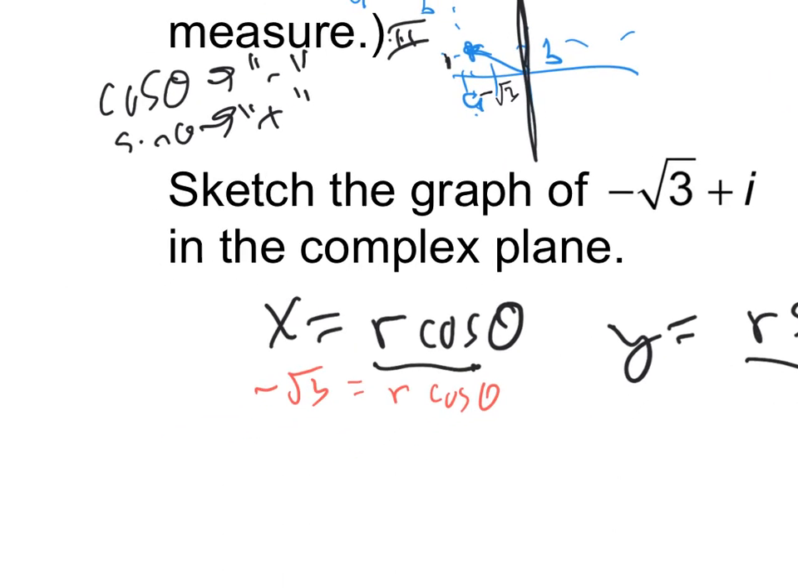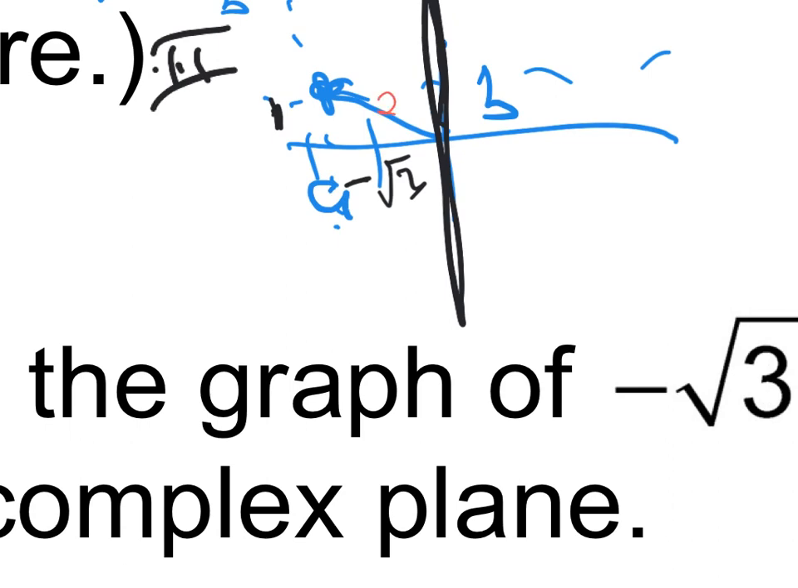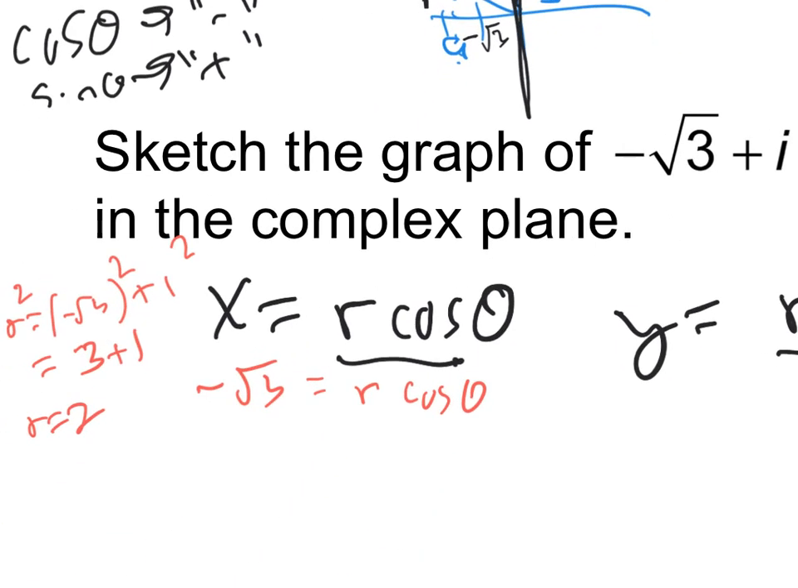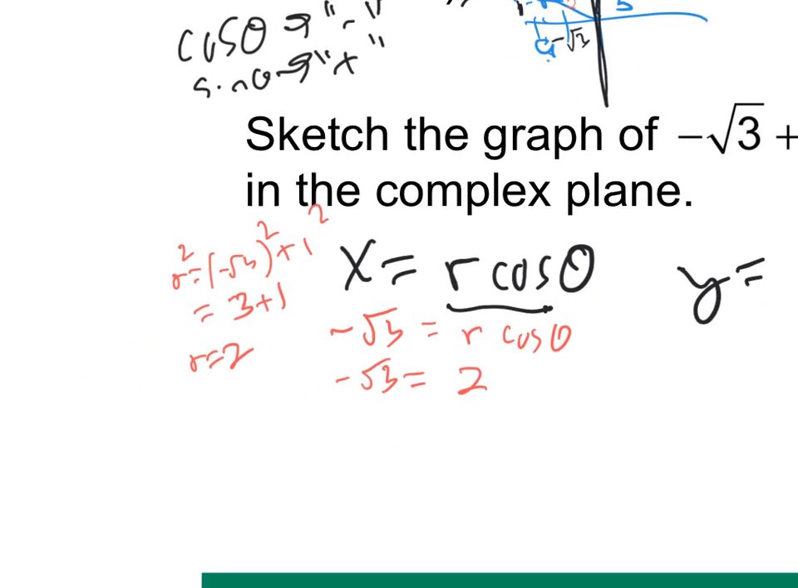I'm going to find r. r will equal the square root of the negative square root of 3 squared plus the 1 squared, which is 3 plus 1. r squared is this. So r squared is 4, and r is equal to 2. So the distance is 2. So I got my r. Negative square root of 3 equals 2 cosine of theta.